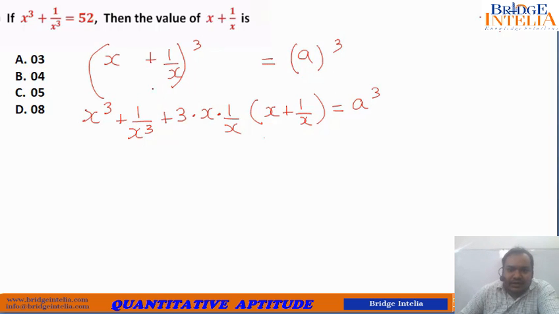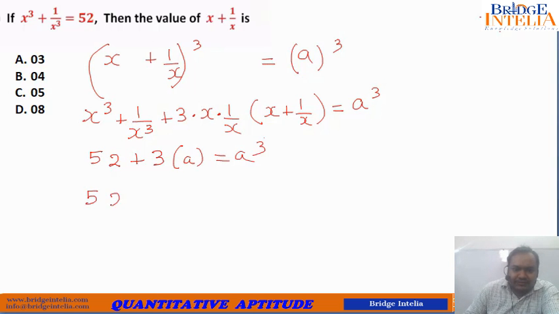So now what is x cube plus 1 by x cube? It is already given to be equal to 52. So I can say that 52 plus, this x and this x will get cancelled, 52 plus 3 into what? x plus 1 by x is how much? We don't know. That is equal to a. So 52 plus 3 into a is equal to a cube. So I can say that 52 is equal to a cube minus 3a.